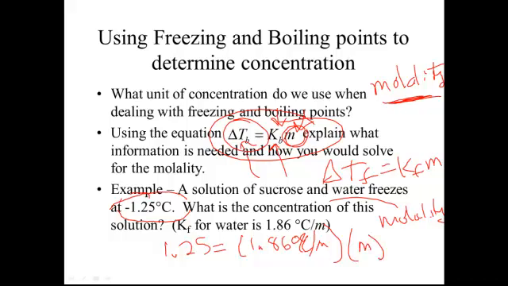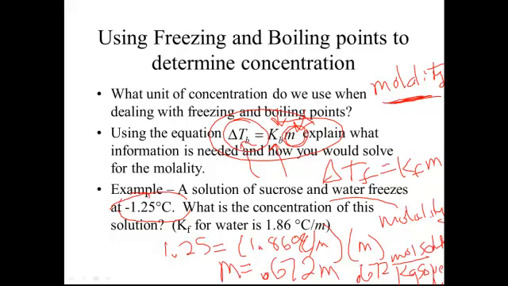So to find the molality, we're going to take 1.25 and divide it by 1.86, and we get a molality equal to 0.672. Now remember, we can write that as little m, but we can also write it as 0.672 moles over kilograms. And remember, the moles are the moles of our solute, and the kilograms are the kilograms of the solvent.